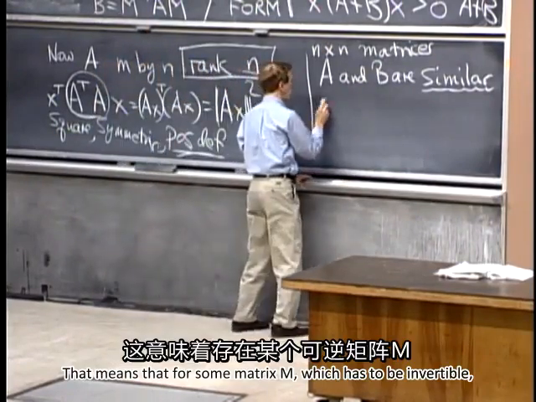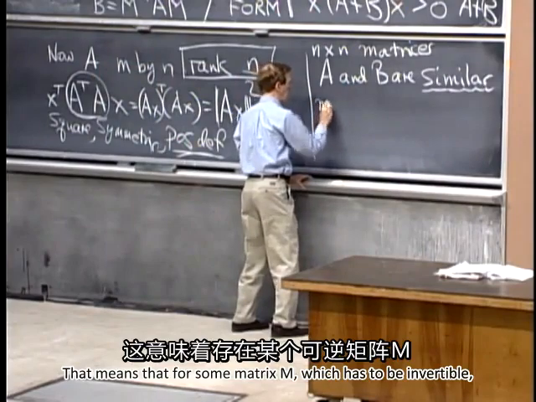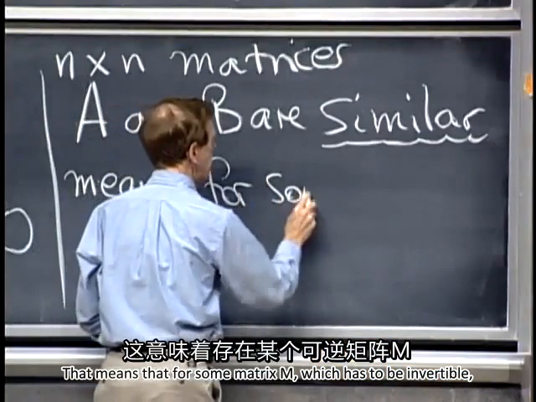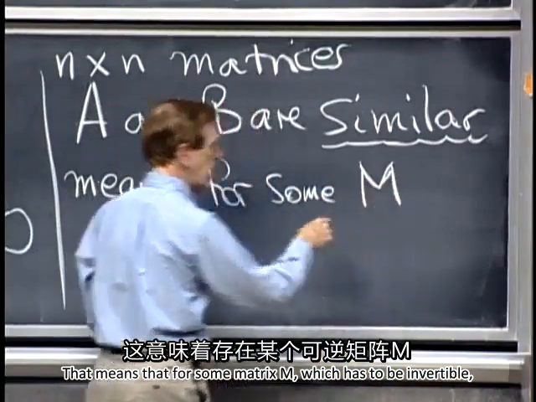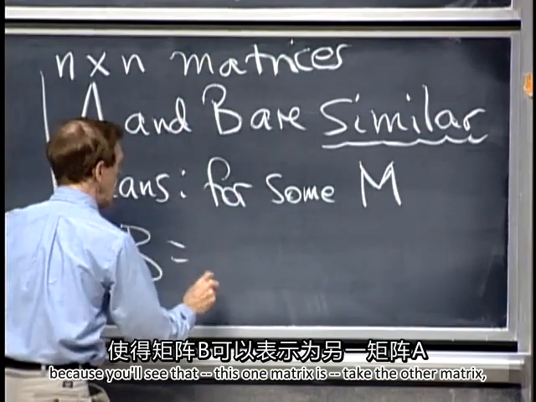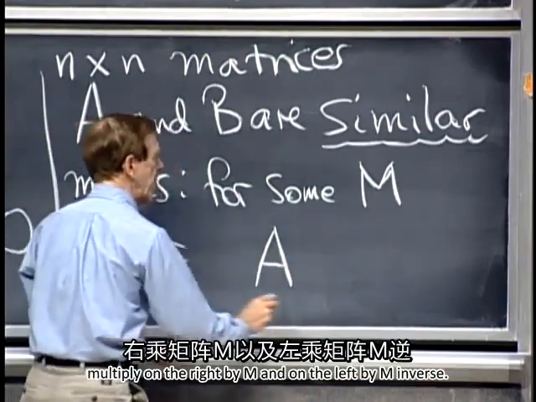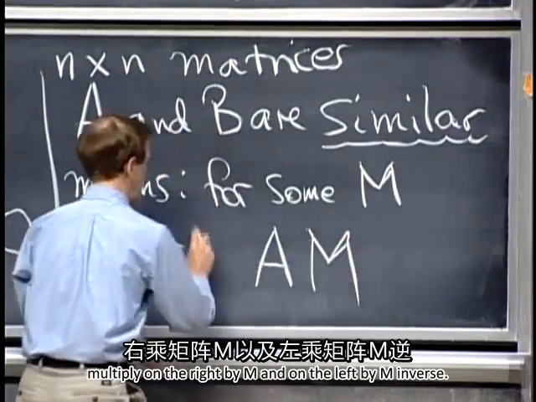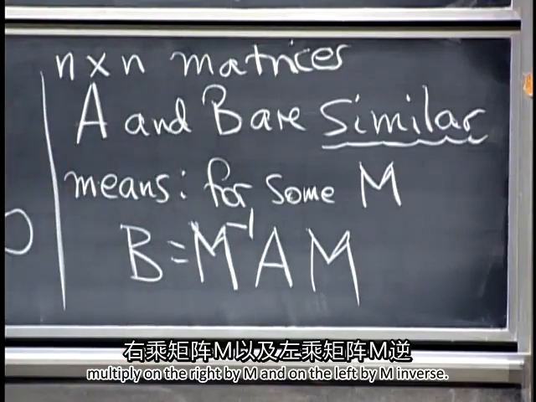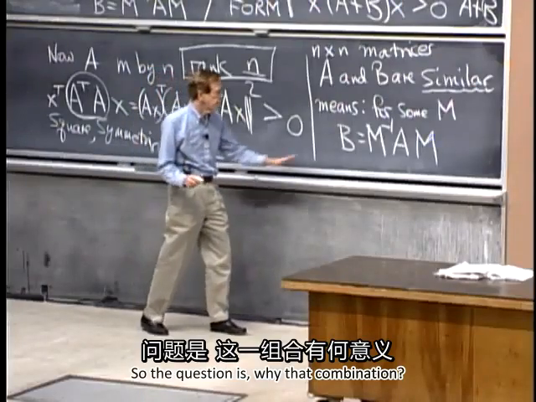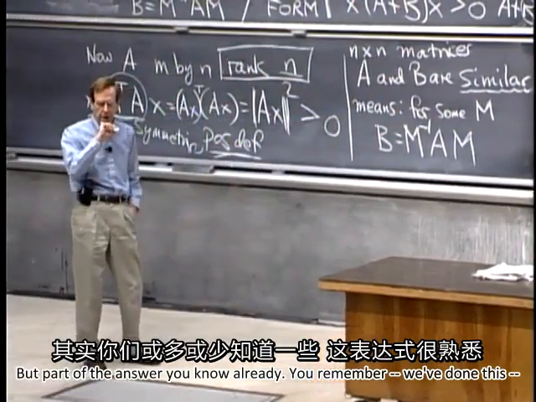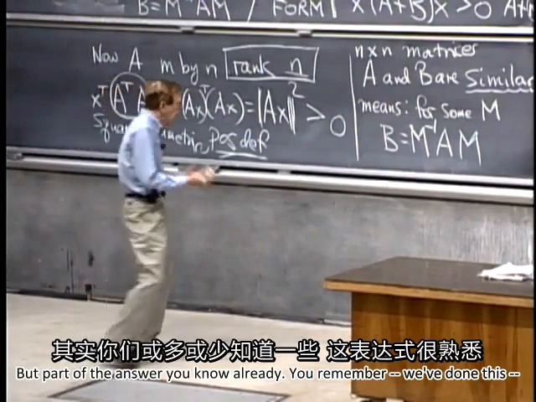That means that for some matrix M, which has to be invertible, because you'll see that, this one matrix is, take the other matrix, multiply on the right by M, and on the left by M inverse. So the question is, why that combination? What part of the answer you know already? You remember we've done this.